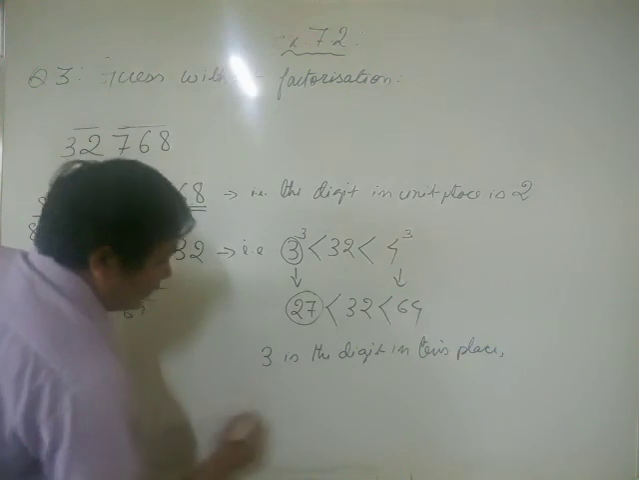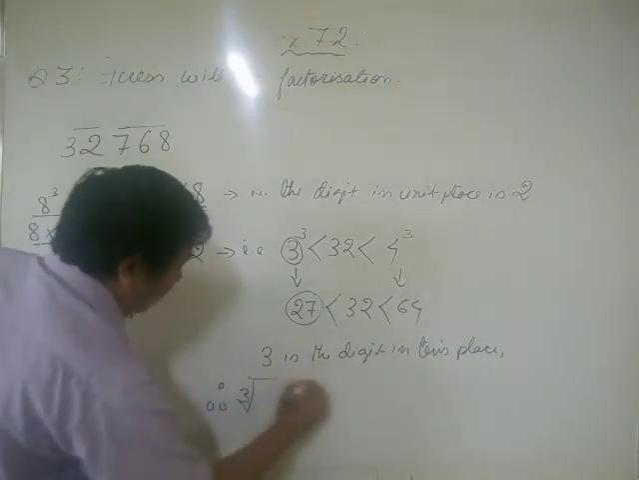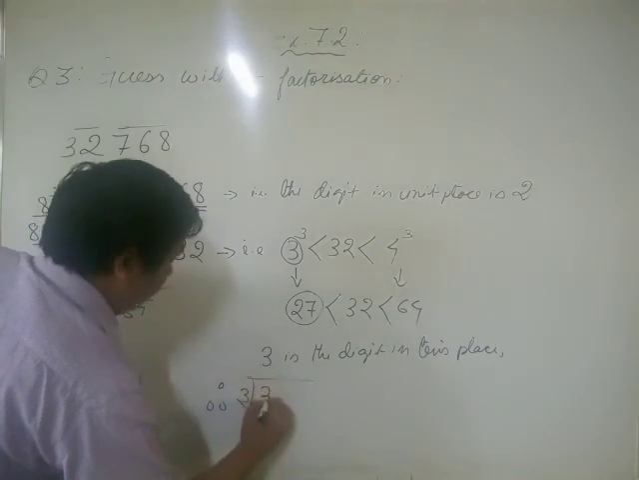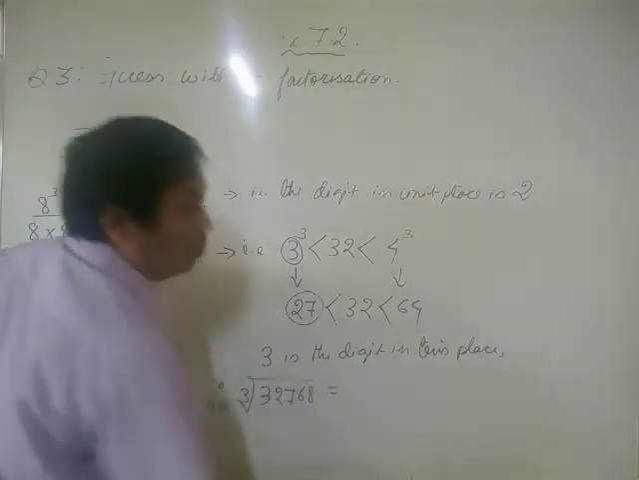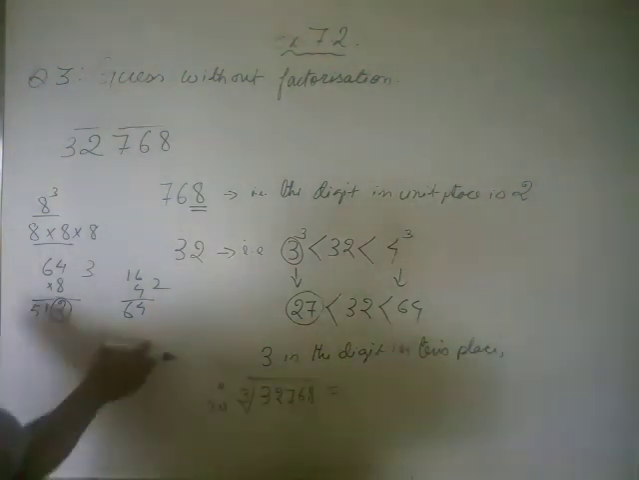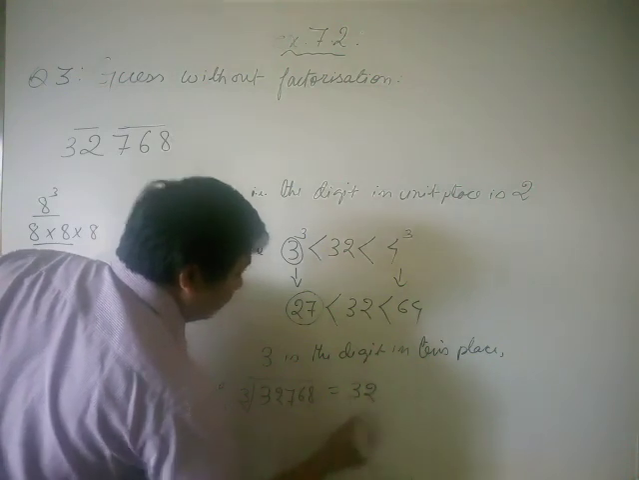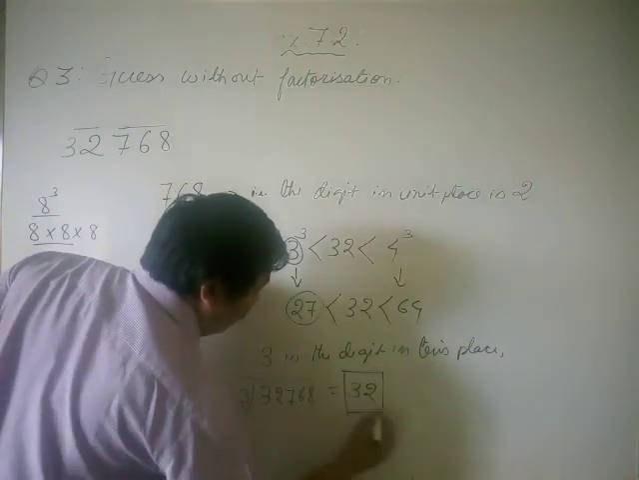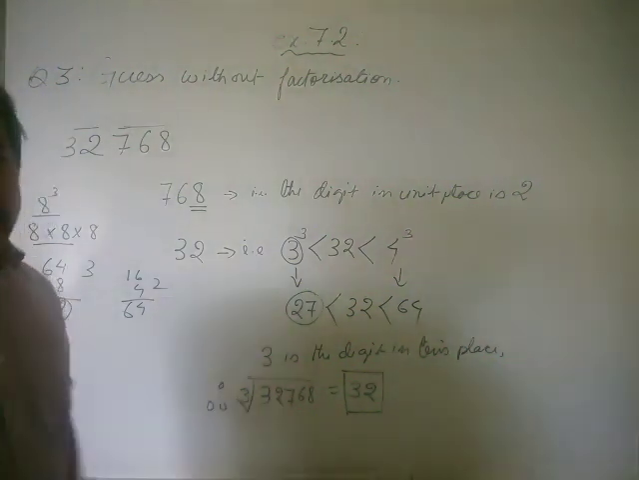Therefore, the cube root of 32,768 is equal to, how much? Guess yourself. What will be the cube root now? Yes, the tens digit is 3 and the ones digit is 2. So 32 is the cube root of 32,768. Like this we estimate.